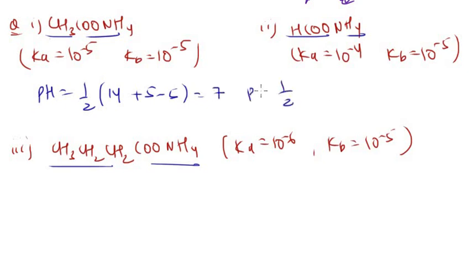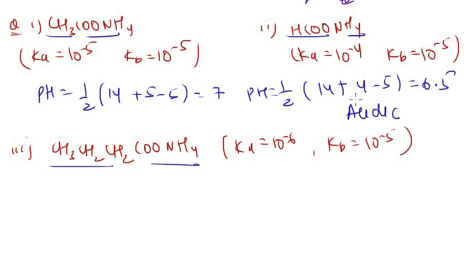Here pH equals 1 by 2 of pKw 14 plus pKa, which is 4, minus pKb, which is 5. So here it is 6.5. It is acidic in nature. Right? Ka is less, so it should be acidic in nature. So by the formula it is also coming out to be acidic in nature.